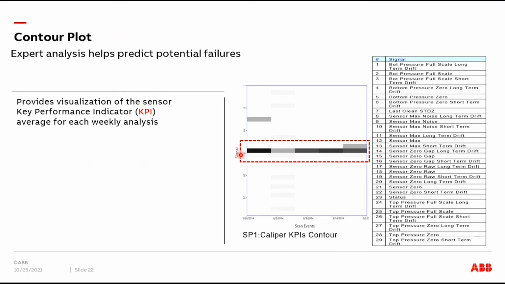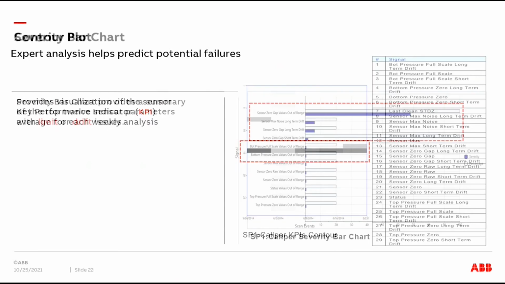So as you can see, 15 has been highlighted here. So it's throughout the time. This is very high and some of the time it is low. So 15 is the sensor zero gap. This is the parameter which has been triggered most of the time and it needs higher attention. It's like a color indication which can be easily distinguished in terms of action to be taken.